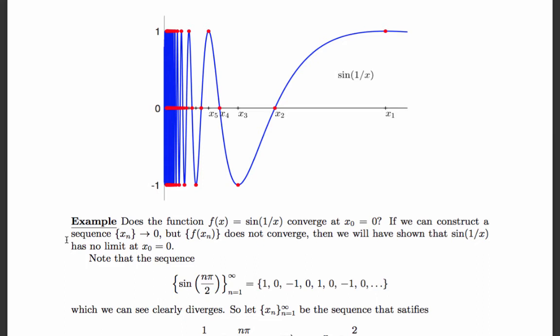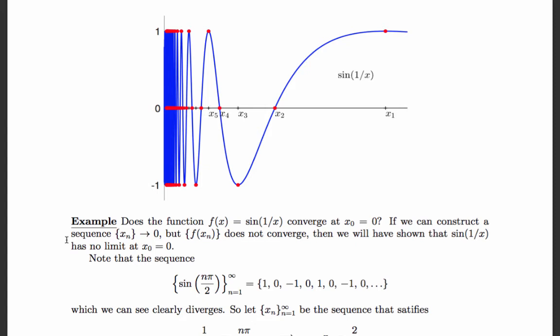Well, right? In other words, we want to know, is statement 1 of our theorem true or false? If we want to show it's false, we can do it by showing that statement 2 of our theorem is false. In other words, if we can construct a sequence converging to 0, however f of xn does not converge, then we have shown that sine of 1 over x has no limit at x equals 0.